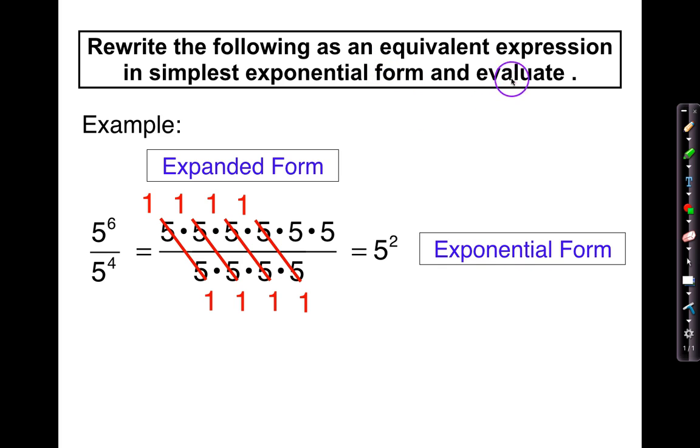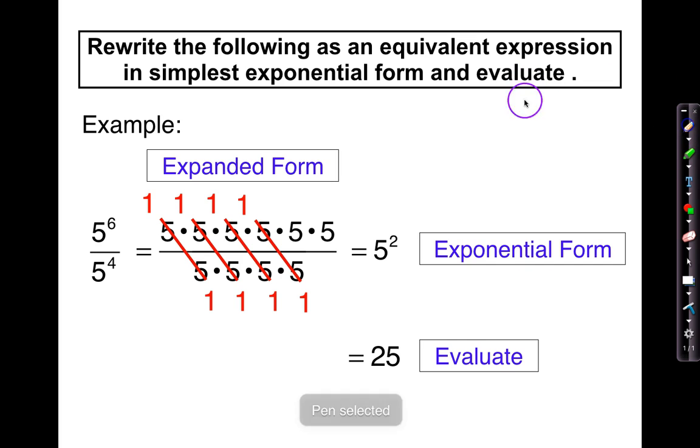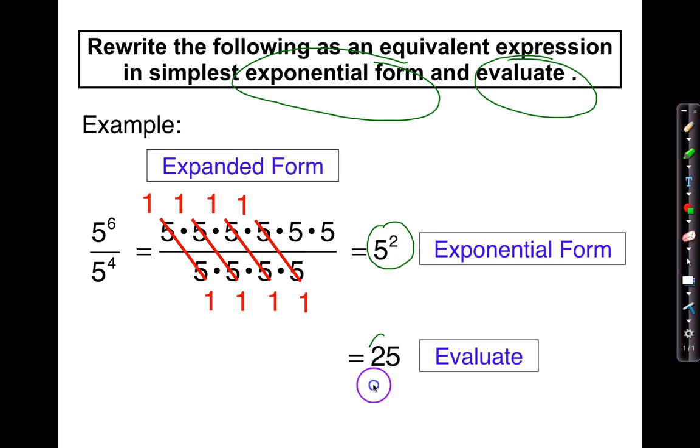And then we're not done. We're asked to evaluate, so I'm going to go ahead and do 5 squared. Means 5 times 5, obviously, which is 25, and that is my answer, evaluated. So notice, since they did ask us for exponential and evaluated, these are my two answers. And again, an expanded form is definitely going to help us figure out what we're going to do and what's going to happen. So definitely suggest you do that whenever you're stuck.